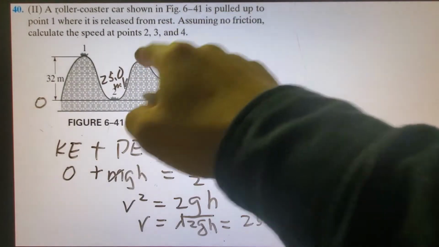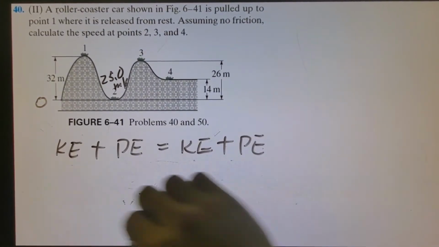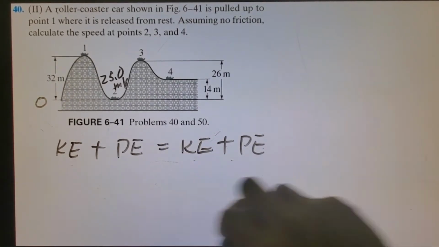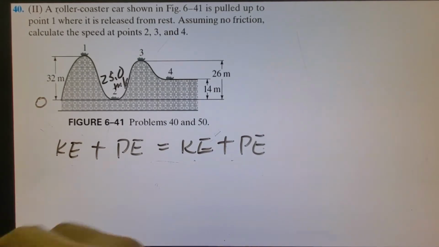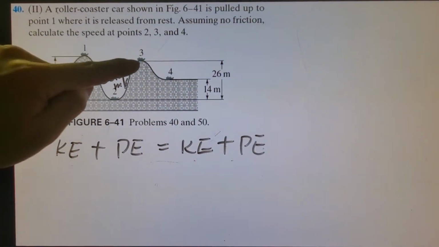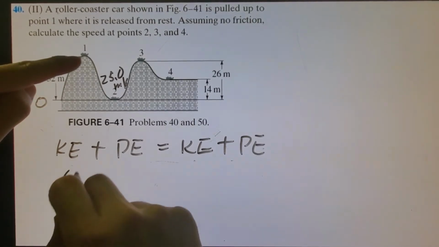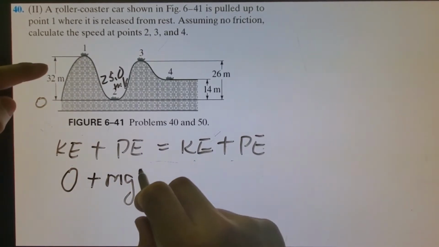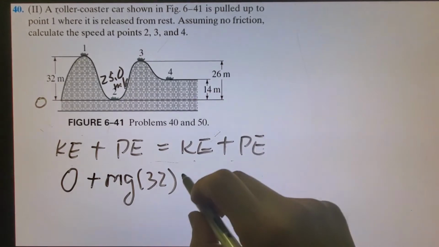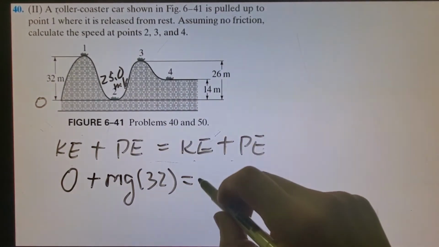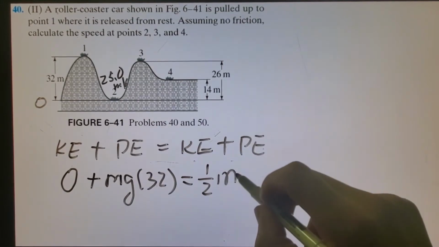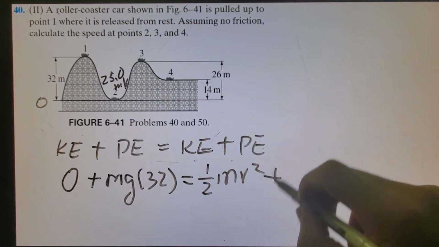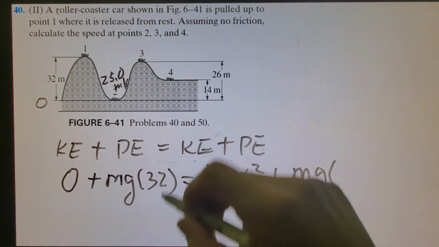So what happened at point three then? I'm going to use the same formula because we are only dealing with kinetic energy and potential energy. So we are comparing point one and point three. At point one, kinetic energy is 0. Potential energy is mg times h, where h is 32. At point three, kinetic energy is equal to half mv squared. Potential energy is, because it's 26 meters high, mg times 26.